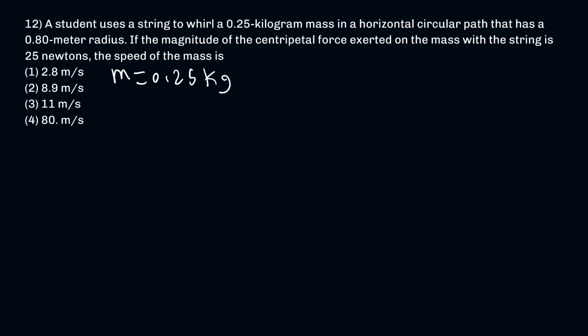0.25 kg. It says that I'm in a circular path, so that's my first tip-off that I'm dealing with centripetal acceleration or centripetal force, but then it will explicitly tell me this later. It says that the circular path has a radius of 0.8 meters. The magnitude of the centripetal force exerted on the mass by the string is 25 newtons, so that means I have Fc, and it tells me this is 25 newtons. I'm trying to find the speed of the mass, which is v. So that's my question mark.